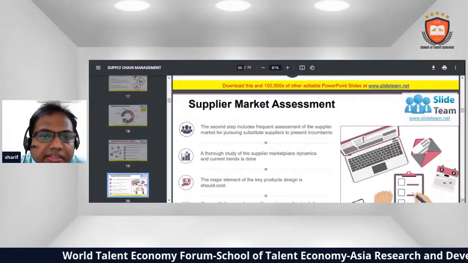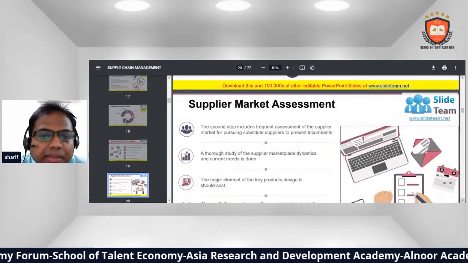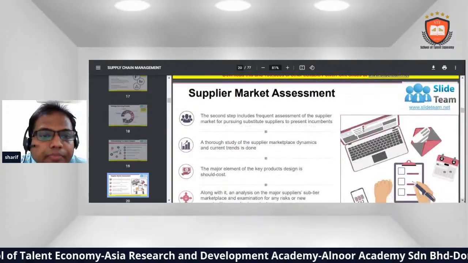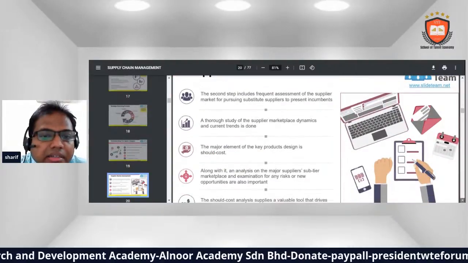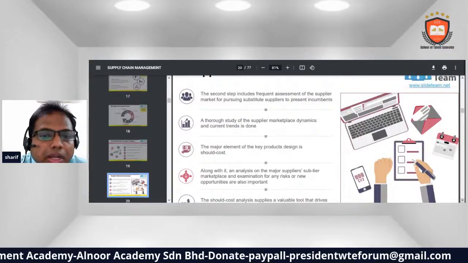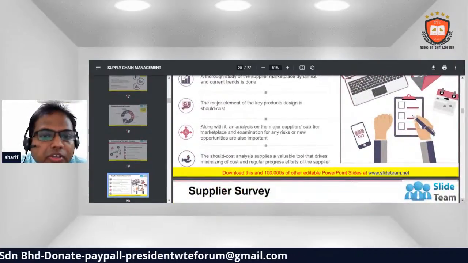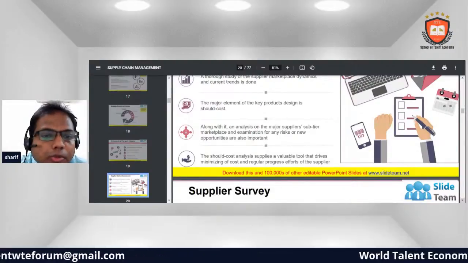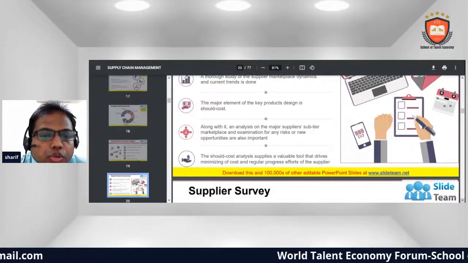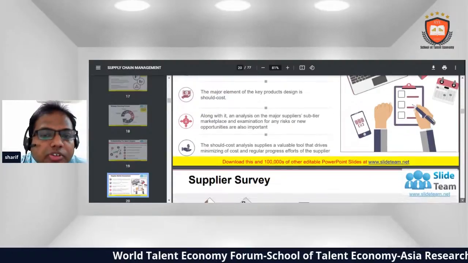Supply market assessment. The second step includes frequent assessment of the supply market, and a thorough study of the supplier market dynamics and the current trends is done. The major element of key product design is should cost, along with an analysis of the major suppliers in the marketplace and minimization of any risk or new opportunity are also important. The should cost analysis supplies a volume tool that drives minimization of cost and regular process effort to the suppliers.